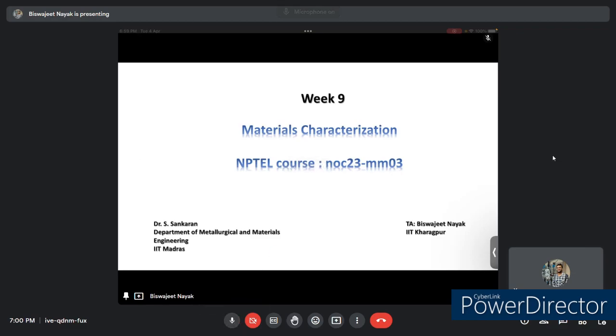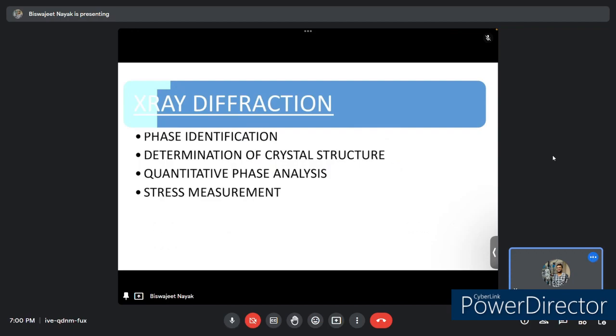Hello everyone, in continuation of our metal calibration course in week 9, we are going to cover 4 topics majorly. Phase identification, coming under X-ray diffraction, then determination of crystal structure, then we will cover quantitative phase analysis, then stress measurement. So starting with phase identification by X-ray diffraction.